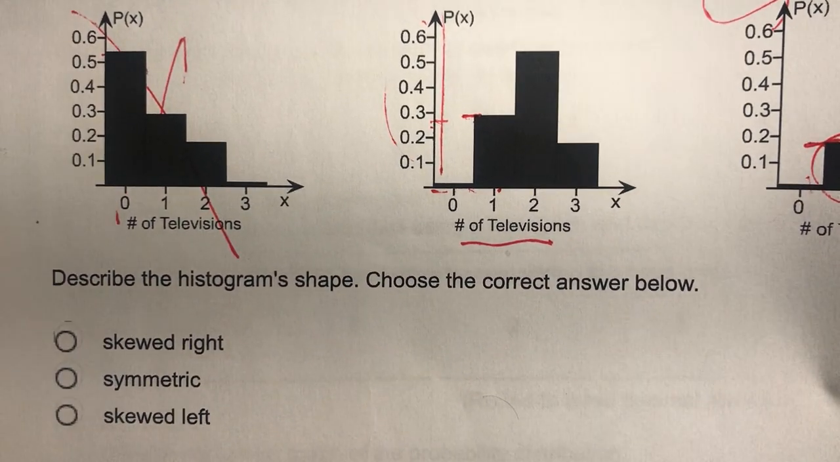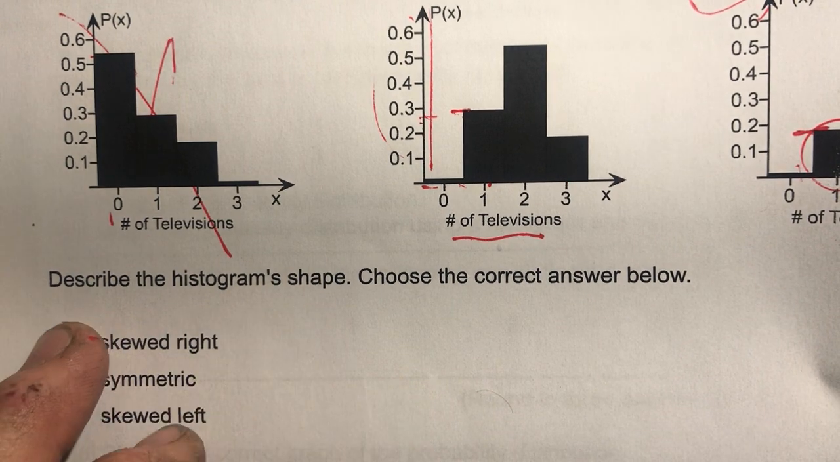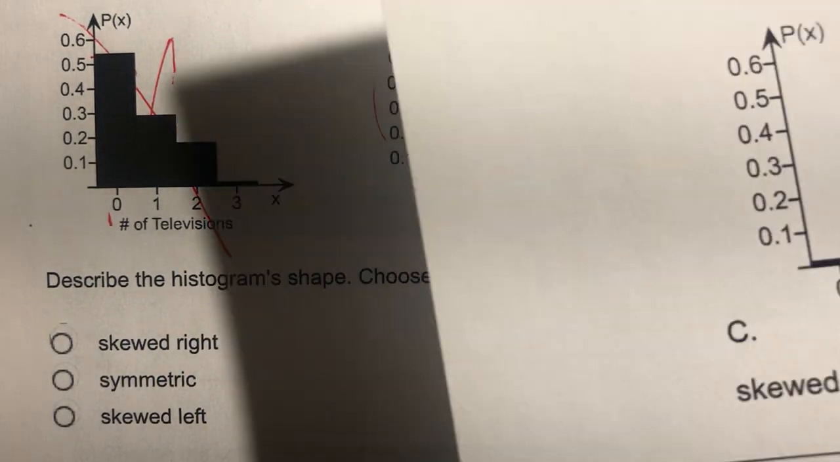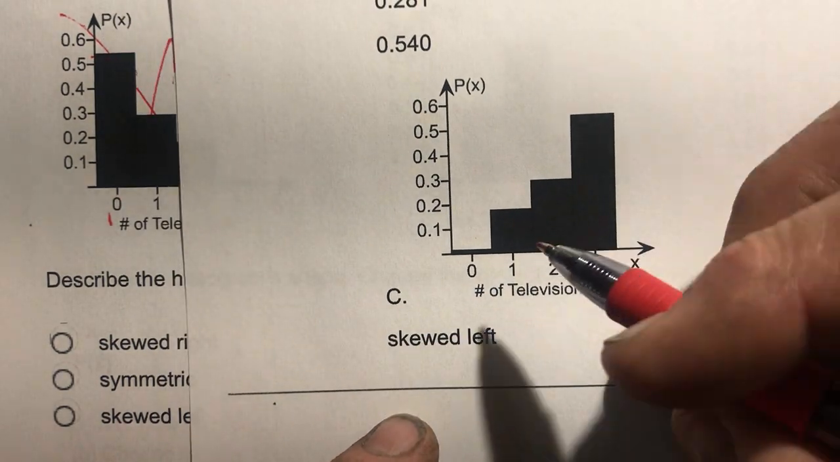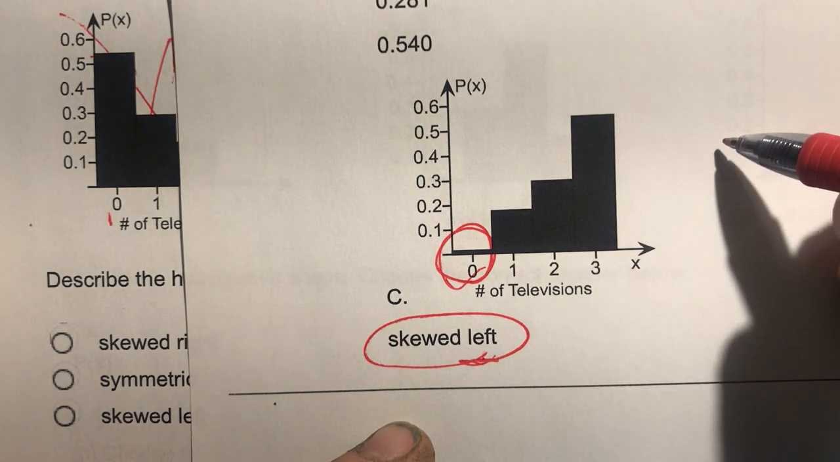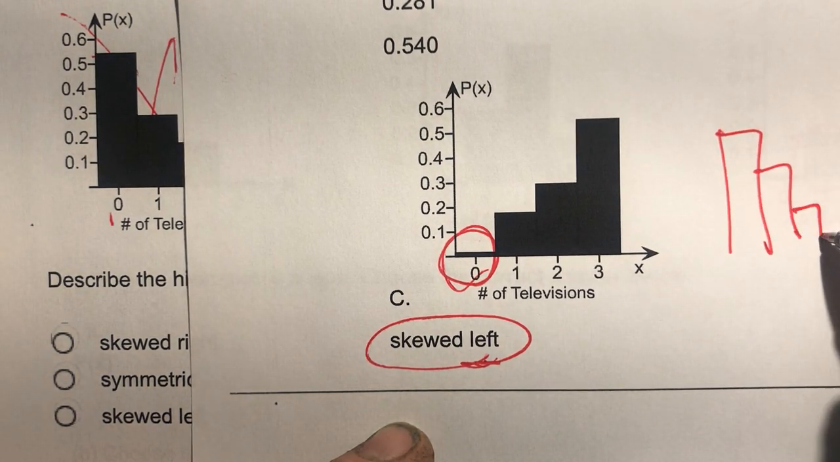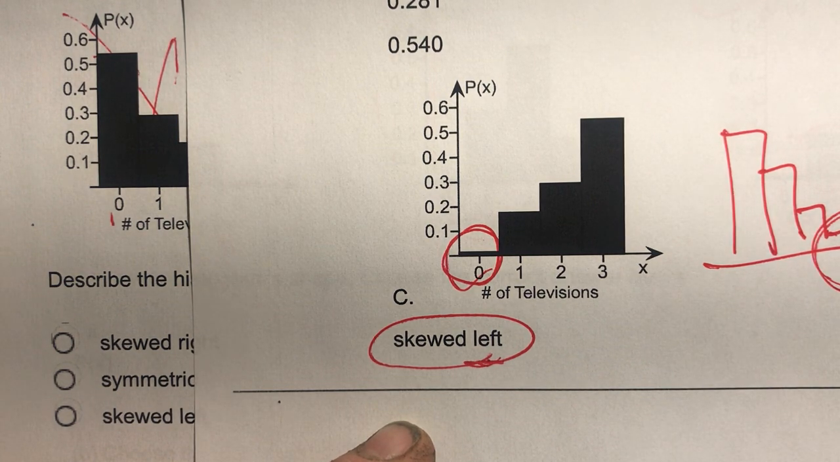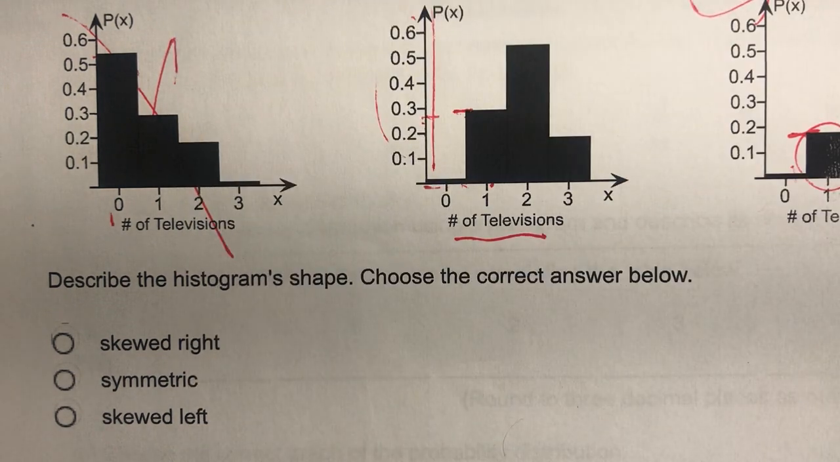Now, it says describe what this histogram is. Here, I'll show you what the answer is. This is called skewed left because, see, the tail is on the left. If you had your tail the other way, this would be skewed right. You look where the tail is, left or right. That tells you how it's skewed.